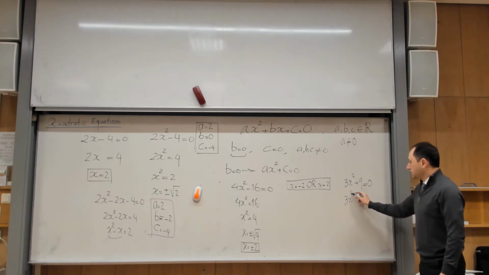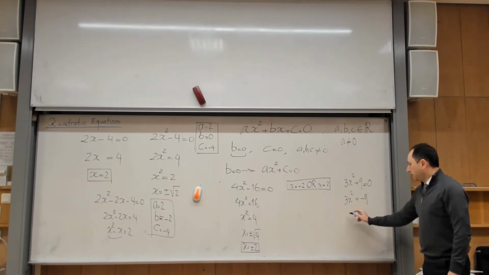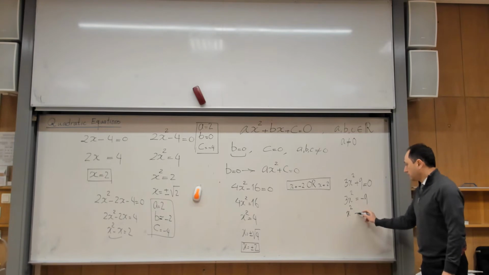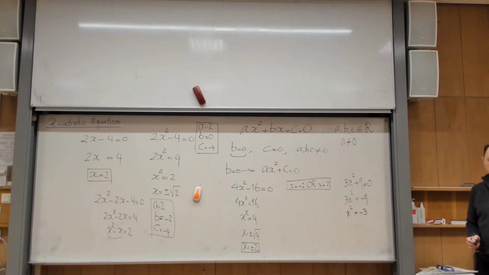This becomes 3x squared is equal to minus 9. I make x squared alone by dividing by 3. Okay, then you have to be careful. So what is the rest? What should I say now? Yes? No solution. There are no solutions.